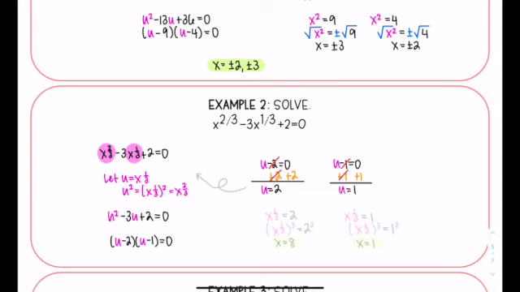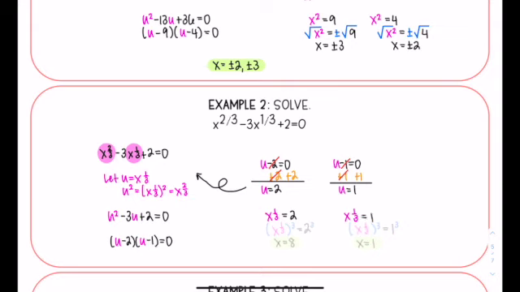But again, the original equation was in terms of x, not u. So I need to go ahead and make the replacement. And so really what we end up having is x to the 1/3 is equal to 2, and we have x to the 1/3 is equal to 1.